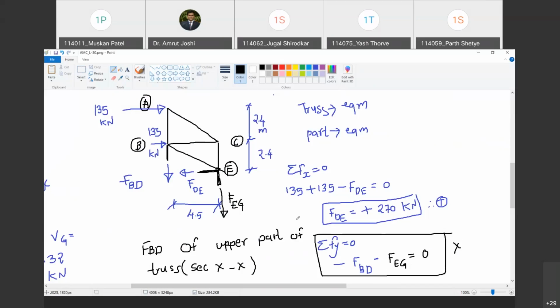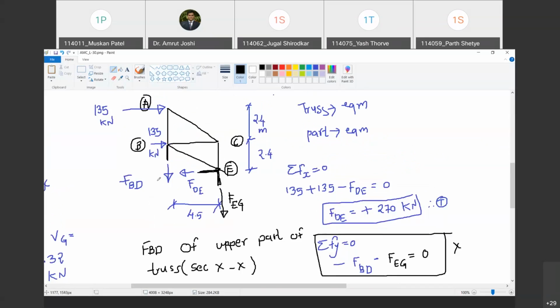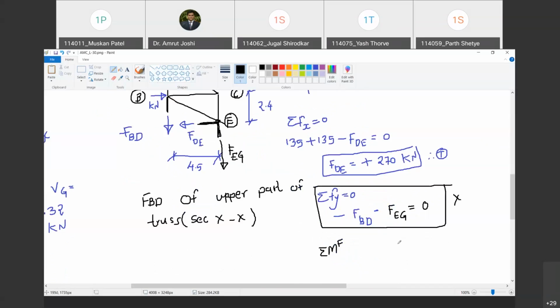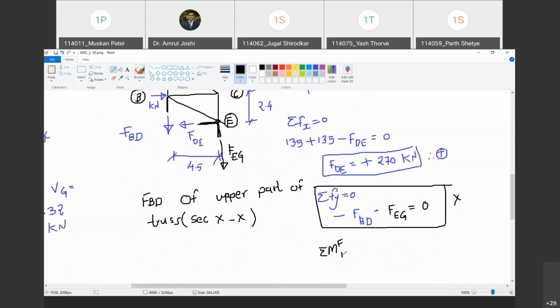So this equation is not useful. What is the next equation? Summation of moment of forces is going to give me the required answer. I need to calculate FBD, and I don't want FEG to be involved. Do you agree with me? Yes, sir. So if I don't want FEG involved, where should I take the moment? Either at E or at C. So I choose to take the moment about the z axis passing through E.